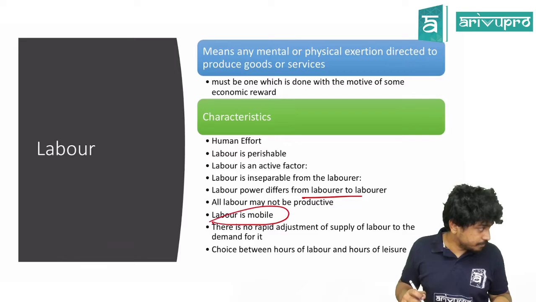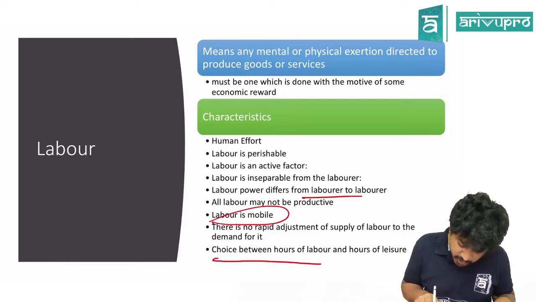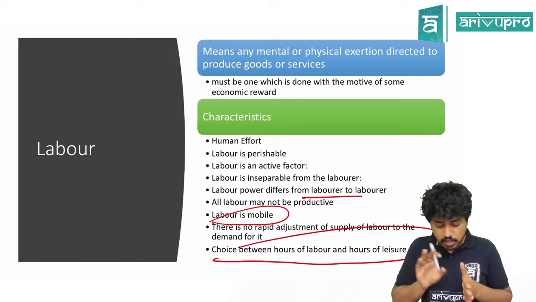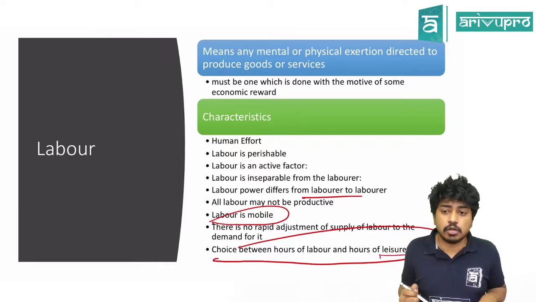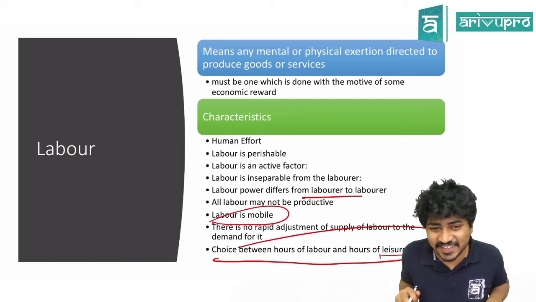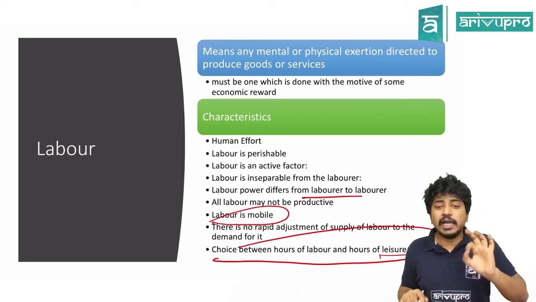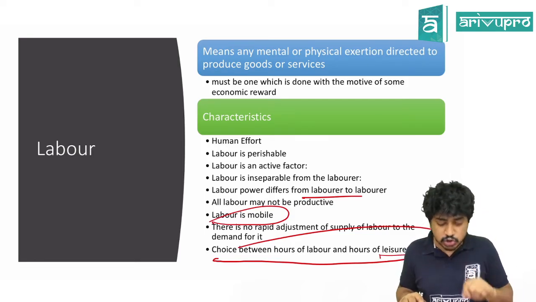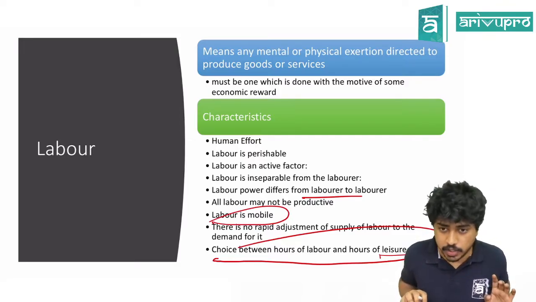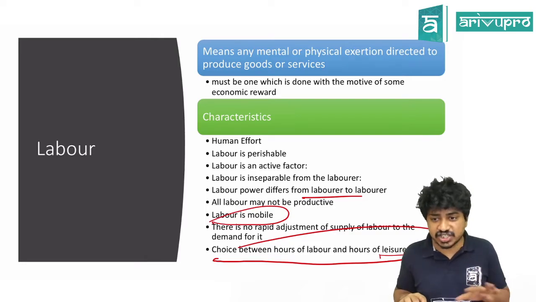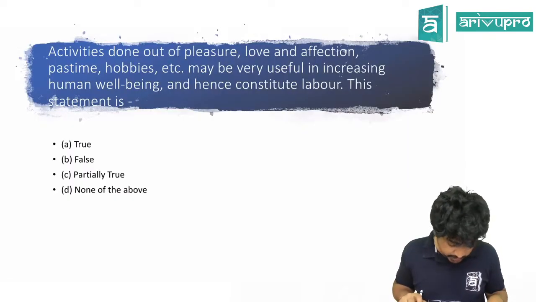Are we clear here? Now, the choice between hours of labor and hours of leisure. What is leisure? Rest, which we like. So labor is the only factor that can choose between rest and work. He can choose between rest and work. Are we clear here?